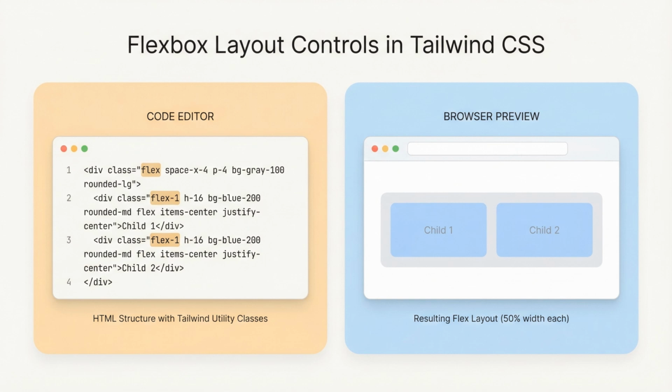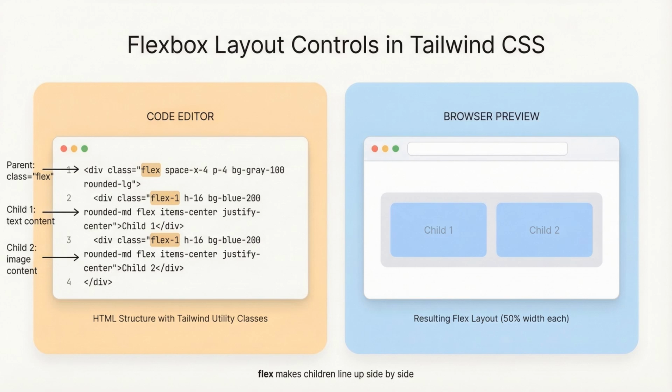In Tailwind CSS, you simply add the class Flex to the parent container, and the children automatically line up horizontally. It's one of the most powerful layout tools you'll use. The key idea is that Flex is applied to the parent container, and it affects how the children are arranged. Without Flex, those two divs would stack vertically, one on top of the other. With Flex, they sit side by side. This is the foundation of almost every two-column layout you'll build.